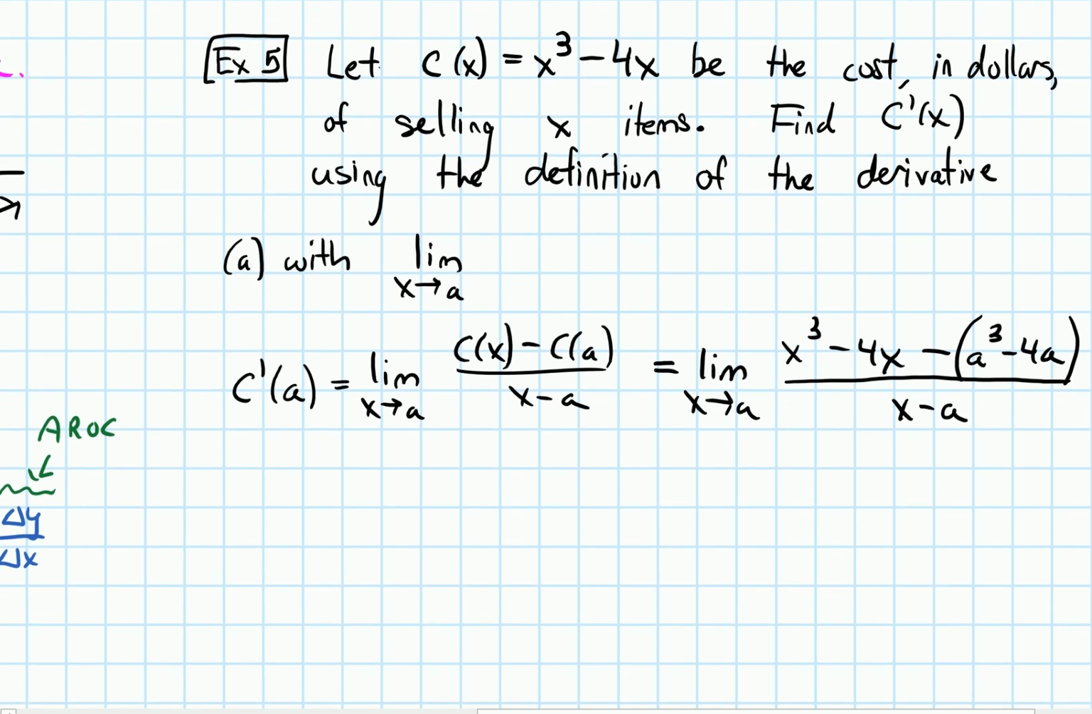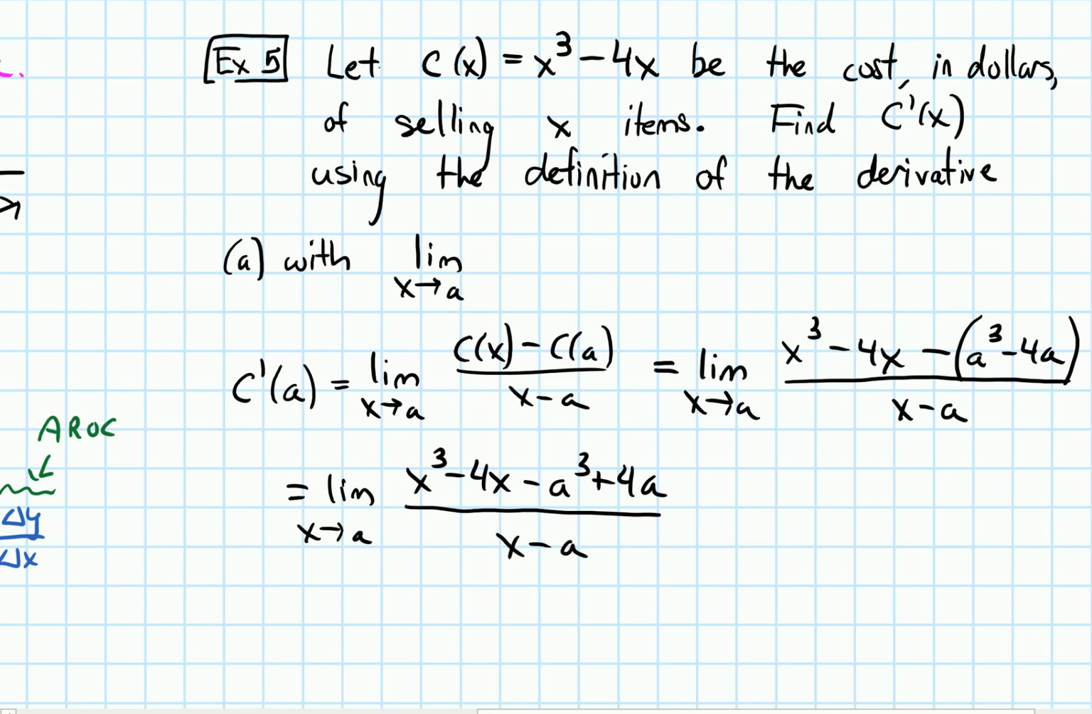Alrighty, so simplifying this, let's go ahead and distribute that negative. We get the limit as x approaches a, x cubed minus 4x minus a cubed plus 4a all over x minus a.